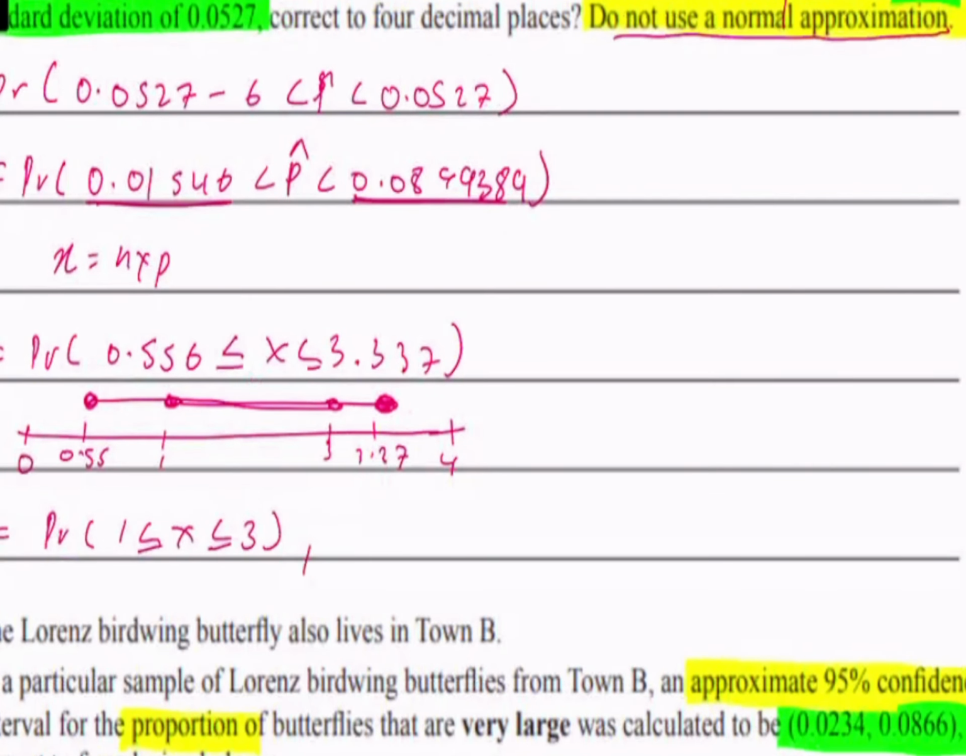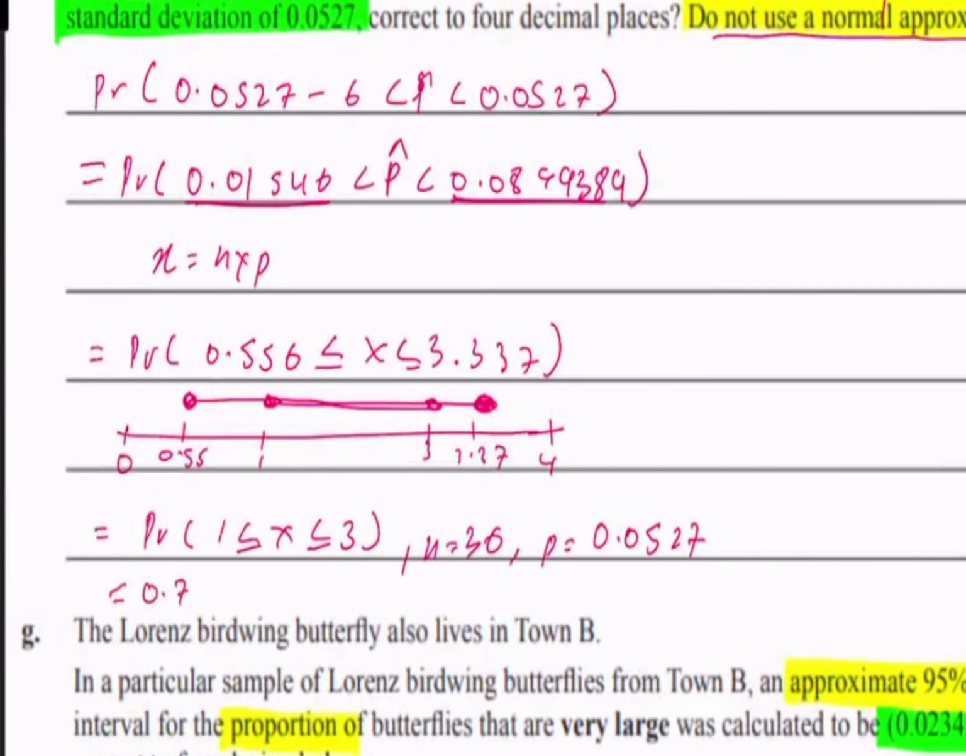And you should put this in your CAS where n is 36 and p is 0.0527. And you should get 0.7380.